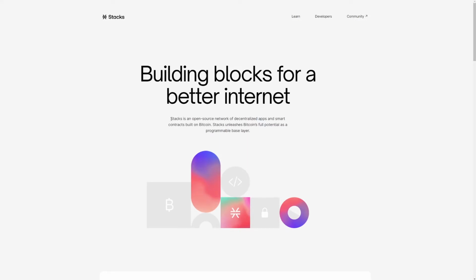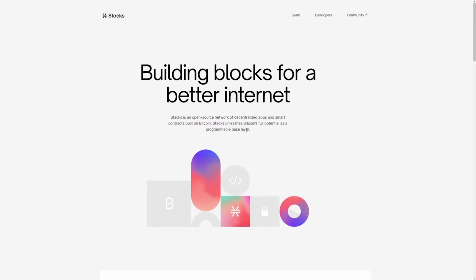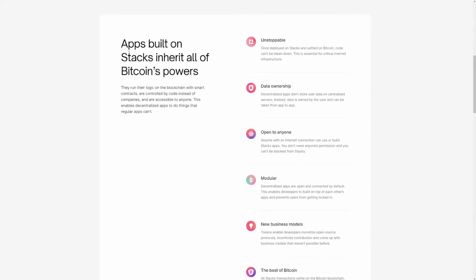So as with most of these systems, STX is an open source network of decentralized apps and smart contracts built on Bitcoin. They say it finally unleashes Bitcoin's full potential as a programmable base layer. So that's really interesting because up until now it was pretty much just Bitcoin itself running on the Bitcoin blockchain, and all those other altcoins are usually run on a different kind of blockchain, for example Ethereum or Cardano or many others.